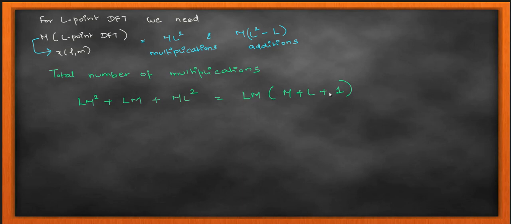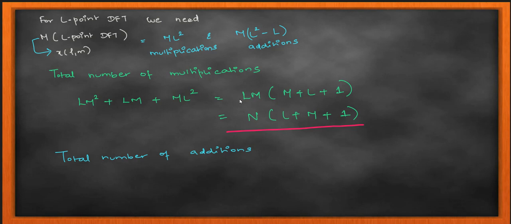Now I have all the stages of computation. What is the overall computation in terms of multiplications and additions? I'm going to add it all. For multiplication, for the first I have LM square. For the second, the standalone multiplier, LM, and now plus ML square, which simplifies to LM into M plus L plus 1, which is equal to N into L plus M plus 1.